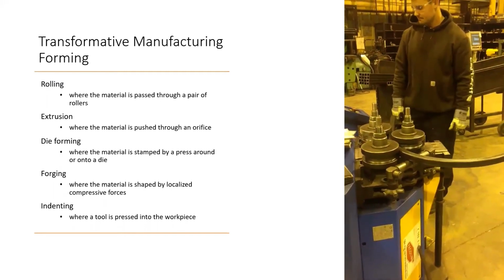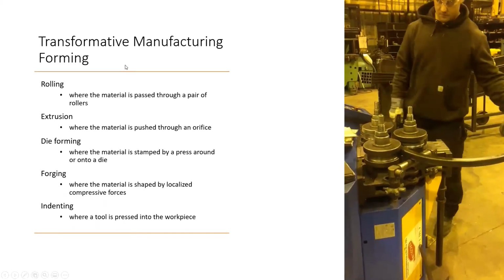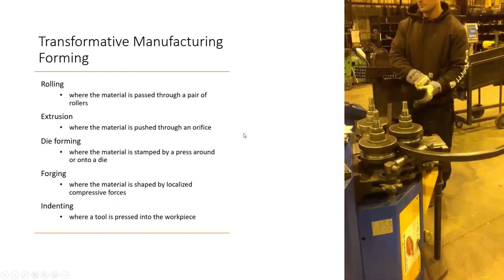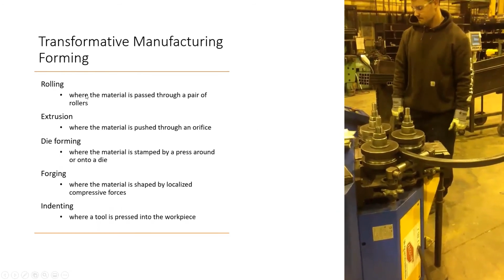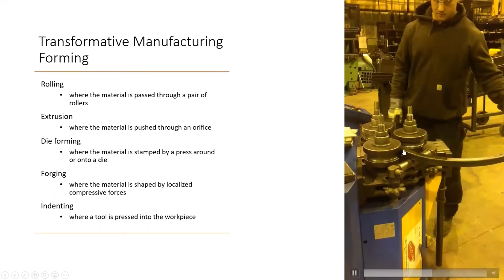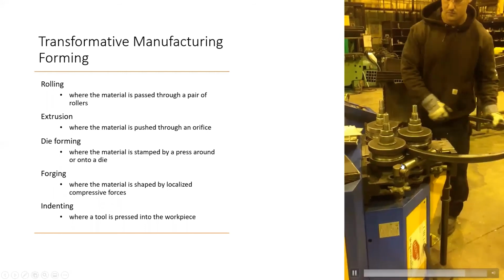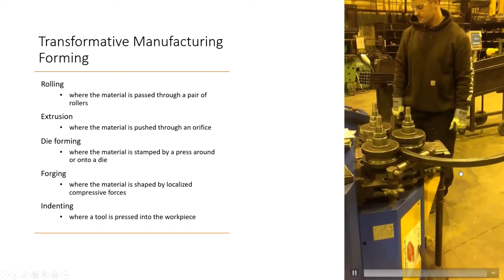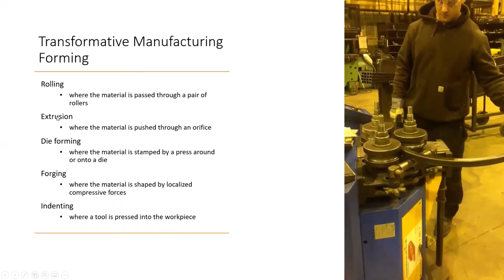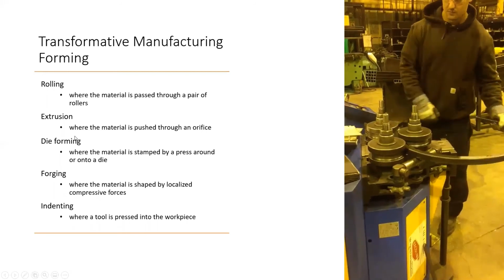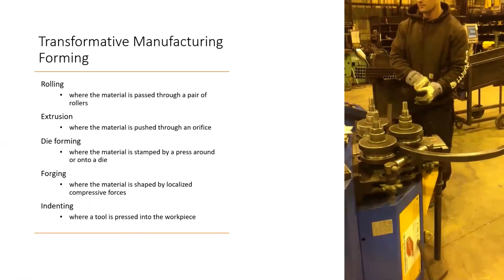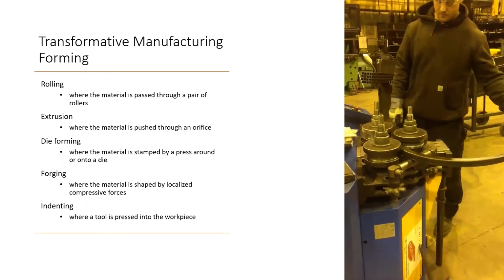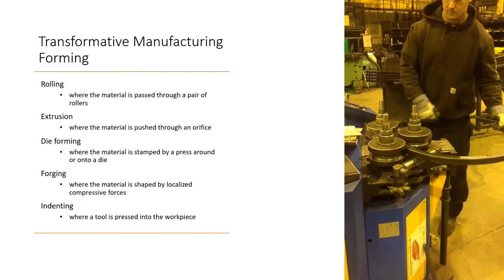So with transformative manufacturing, you have a few different things you could be doing. In the picture here, this is an example of rolling. The material is passed through a pair of rollers, which is exactly what it's doing. This is a piece of tube steel being turned into a pretty standard circle, bike rack looking shape. Extrusion is where material is pushed through an orifice. Think of a cookie cutter shape, and you're trying to push the material through that shape.